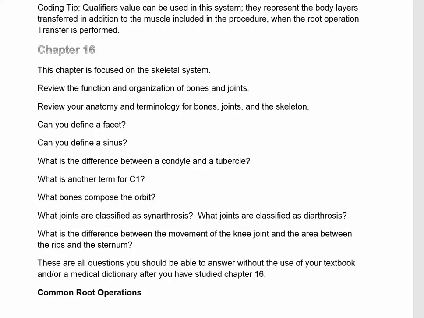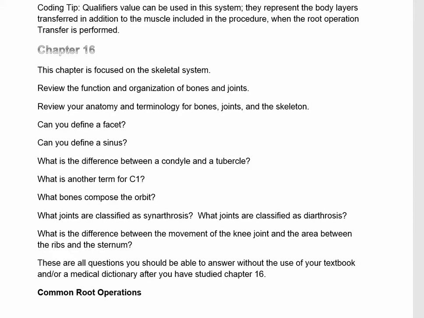Moving forward, if we go deeper into the body, underneath our muscles are bones, which we call the skeletal system. So again, review the function and organization of bones and joints. You have that anatomy given to you in the front of chapter 16. You also have definitions and information about the types of bones of our bodies. We have different types of bones. We also have different terminology used for bone surfaces such as condyle, facet, foramen, head, spine, etc.